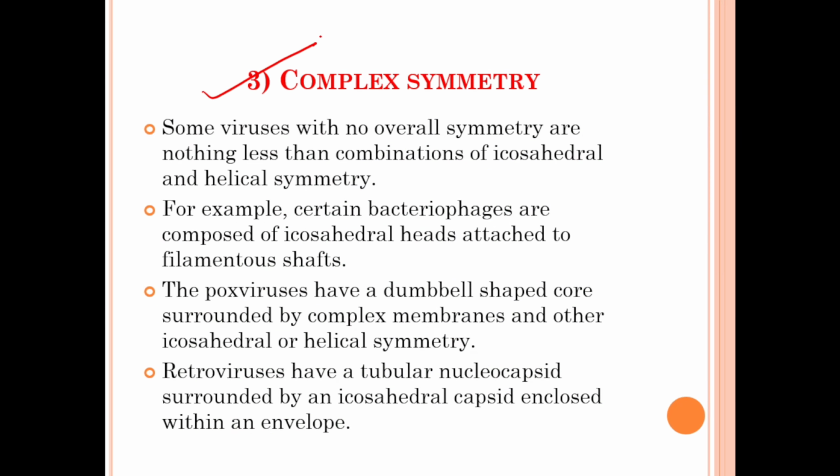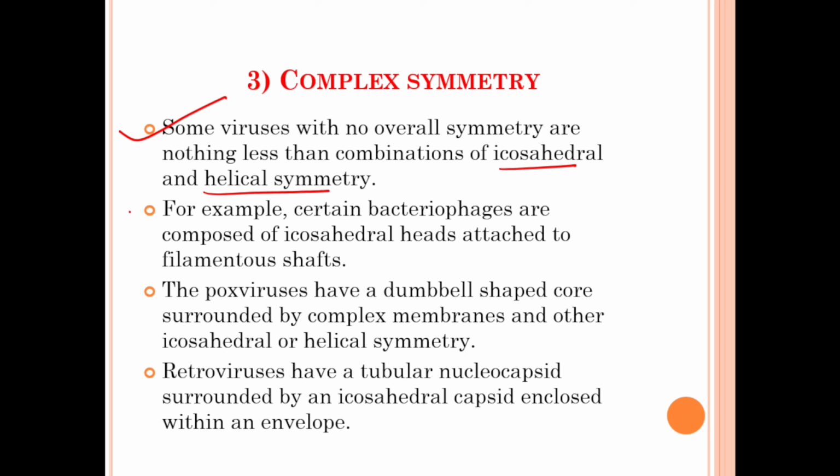So, देखो भाई, अब हम लोग बात करेंगे about the next type of the virion symmetry and it is complex symmetry. So, simply, some viruses with no overall symmetry are nothing less than a combination of the icosahedral and the helical symmetry. So, देखो भाई, simply कुछ viruses ऐसे होते हैं जिनके पास अपनी specific कोई symmetry available नहीं होती, वो क्या करते हैं? Icosahedral और helical symmetry को combine करके एक new complex symmetry formation करते हैं.